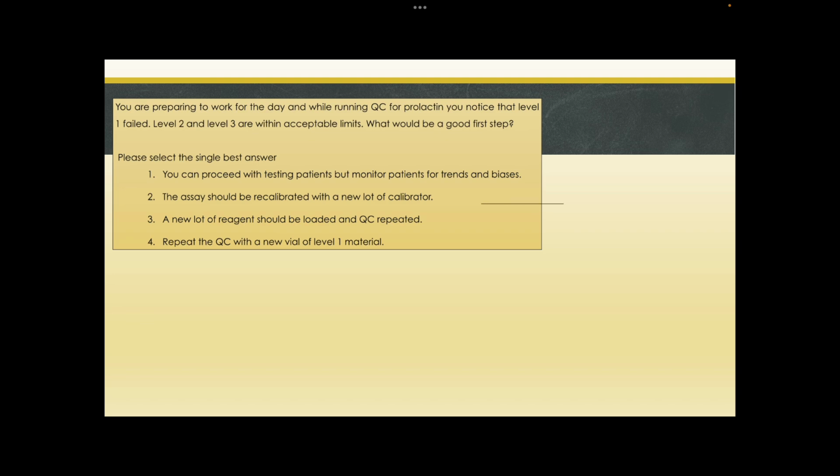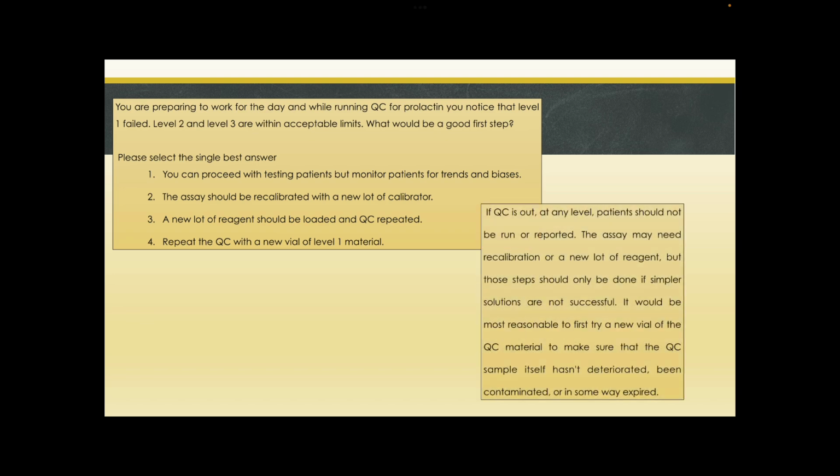The answer: if QC is out, at any level, patients should not be run or reported. The assay may need recalibration or a new lot of reagent, but those steps should only be done if simpler solutions are not successful. It would be most reasonable to first try a new vial of the QC material to make sure that the QC sample itself hasn't deteriorated, been contaminated, or in some way expired.